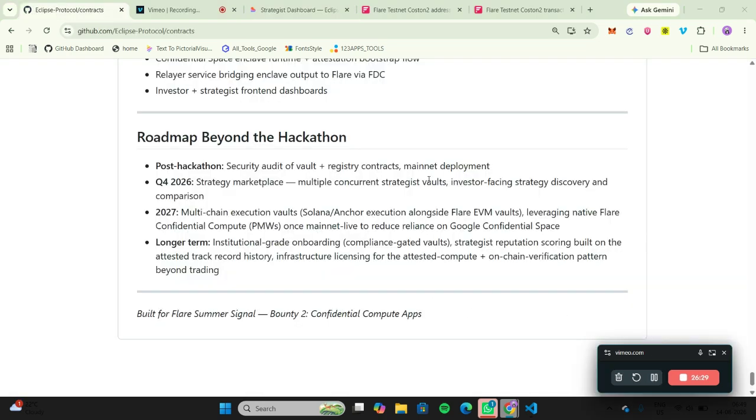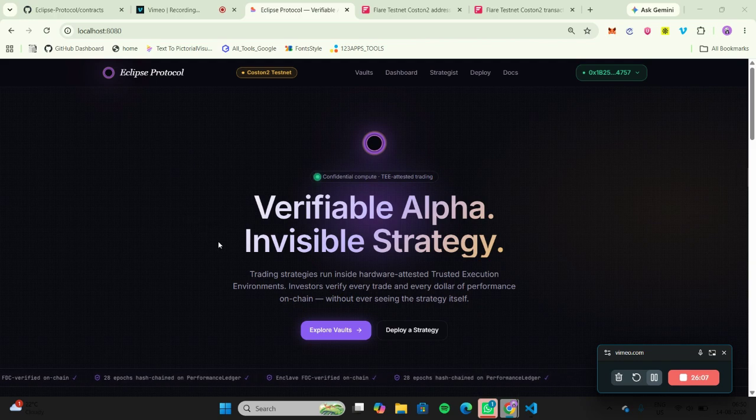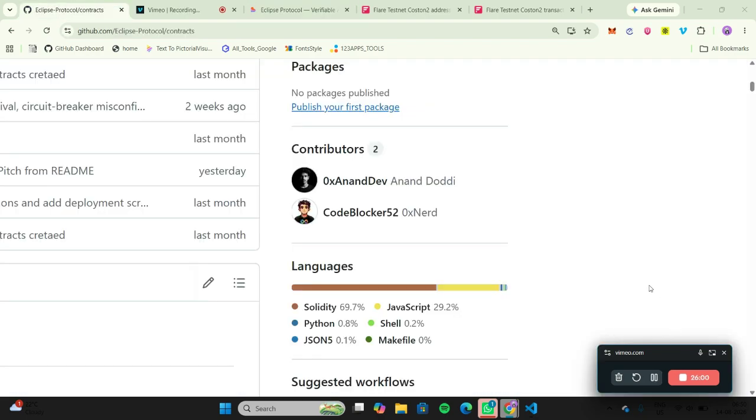This is currently an MVP. The next stage is to expand beyond the initial deployment. Post hackathon, we plan a security audit of the vault, registering the contract and mainnet deployment, supporting more strategies, broader execution infrastructure, stronger attestation infrastructure, and more permissionless strategies and investor experience. Eclipse Protocol makes the alpha verifiable without making the strategy visible. Verifiable alpha, invisible strategy.